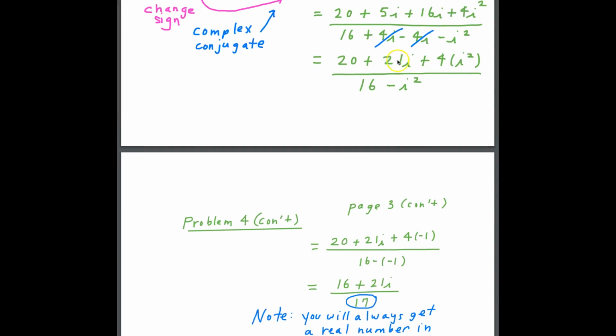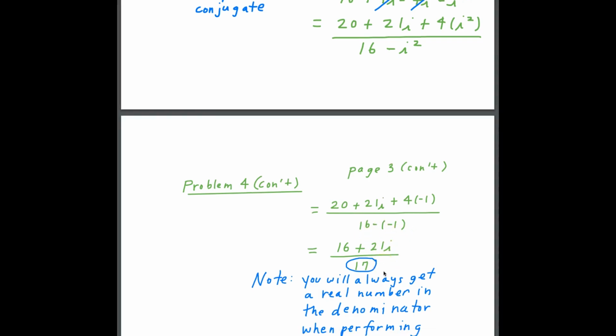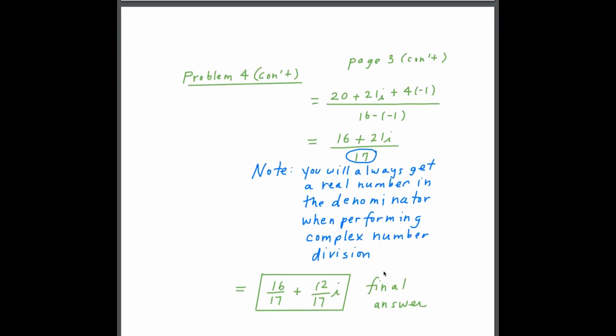If we move down here, I've just copied over the numerator, except I've replaced i squared with negative 1, and I've done the same in the denominator. So when we simplify it, this is really 20 minus 4, which is 16. Just carry down the 21i, and then this is 16 plus 1, so I get 17. So when you do this, you'll always get a real number in the denominator when performing complex number division.